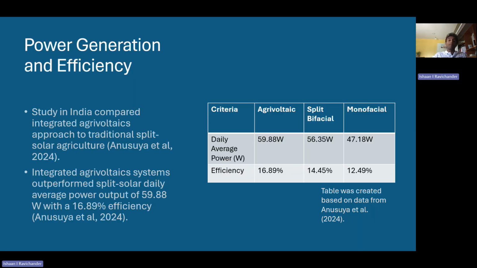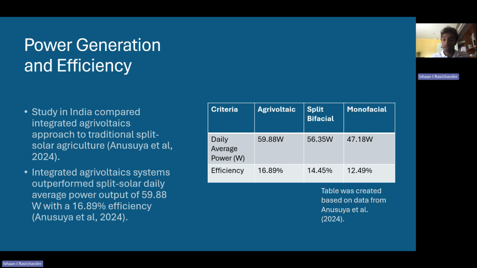So moving on to power generation efficiency, like how well do these agrivoltaic systems work in actually generating power? To answer this question, I found this study in India. At the moment, the typical approach to solar panels in agricultural settings is split approaches in which some of the land is used for solar generation and other parts of the land are used for agriculture. So there's not really an integration of the two very commonly. A study in India compared this agrivoltaic integrated approach to these more traditional split solar agricultural systems.